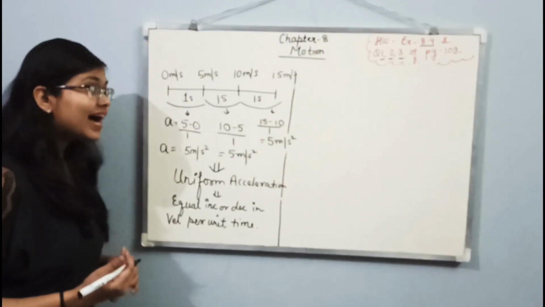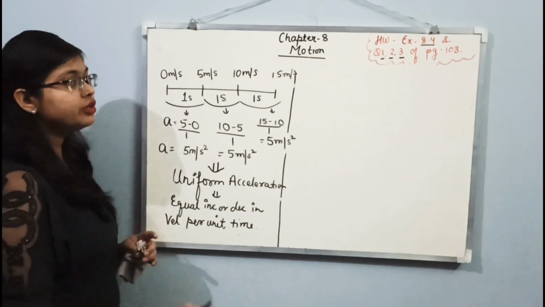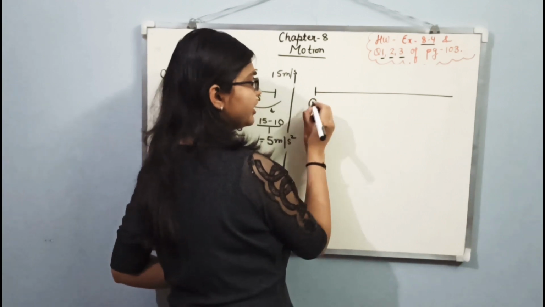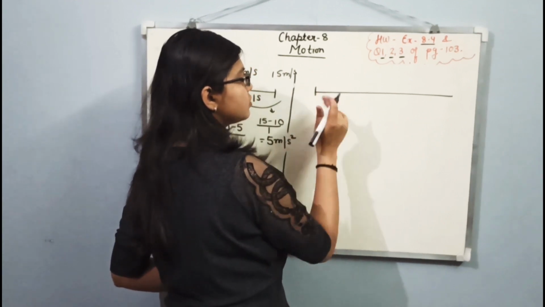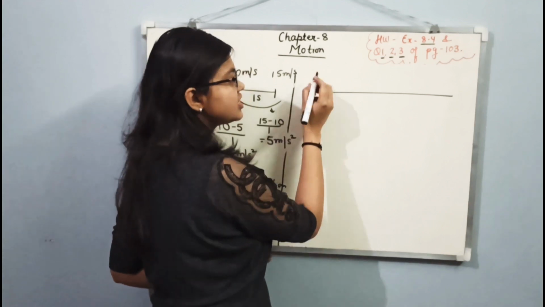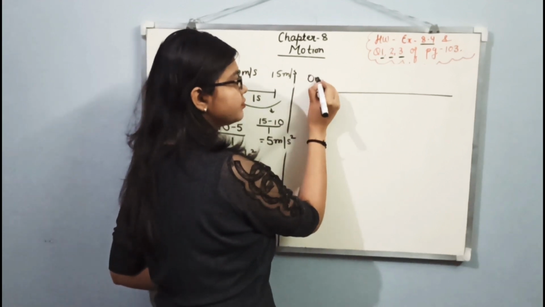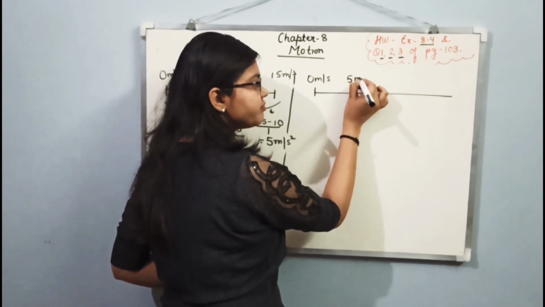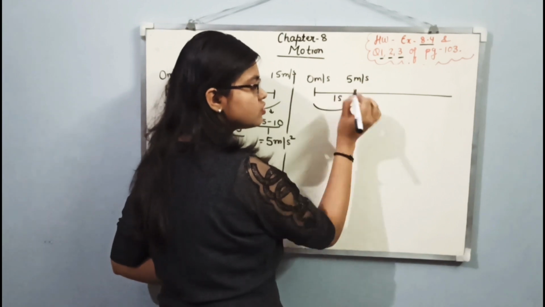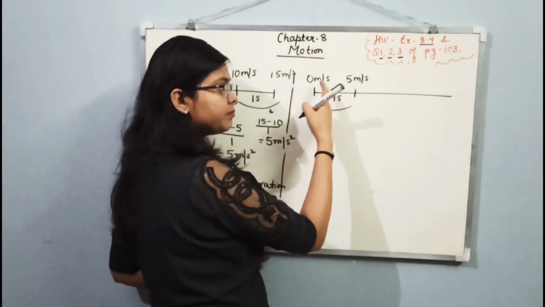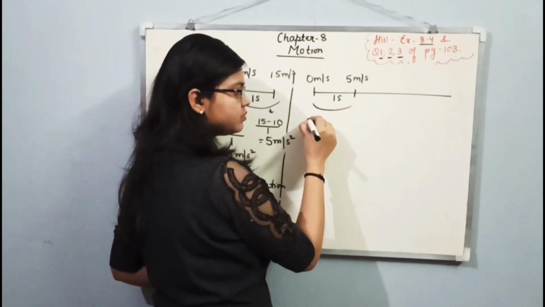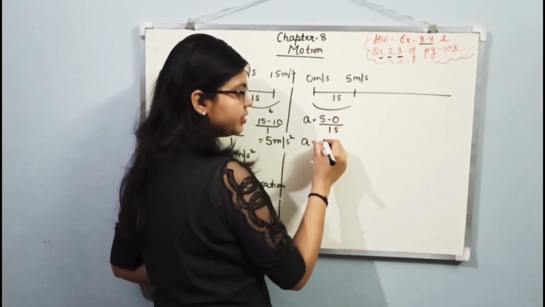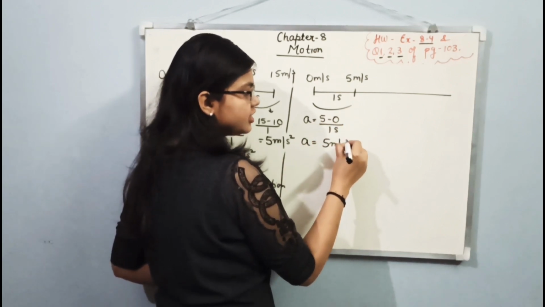So what will happen when the velocity is not increasing uniformly? We'll see here. This is 0, the origin we can take. It is starting from 0 seconds. And initially the speed is 0 meter per second. After some time what happened? The speed became, let's suppose, 5 meter per second in 1 second. So what will be the acceleration here? Final minus initial velocity upon time taken. So it will be 5 minus 0 upon 1 second, which will be 5 meter per second square.